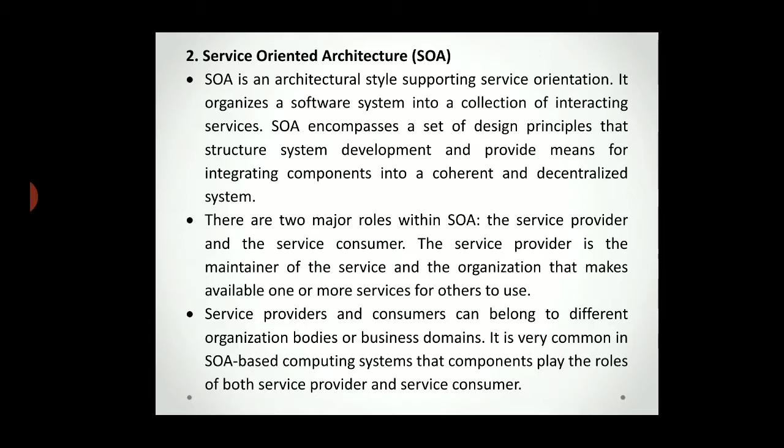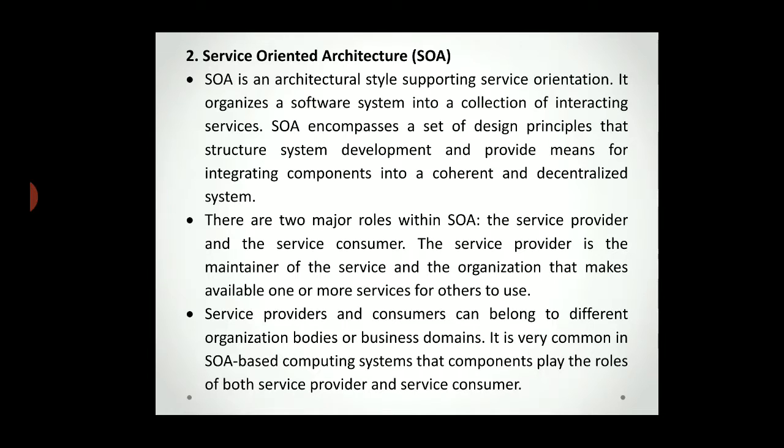There are two major roles within SOA, the service provider and the service consumer. The service provider is the maintainer of the service and the organization that makes available one or more services for others to use. To advertise services, the provider can publish them in a registry together with a service contract that specifies the nature of the service, how to use it, the requirements for the service, and the fees charged. The service consumer can locate the service metadata in a registry and develop the required client components to bind and use the services.